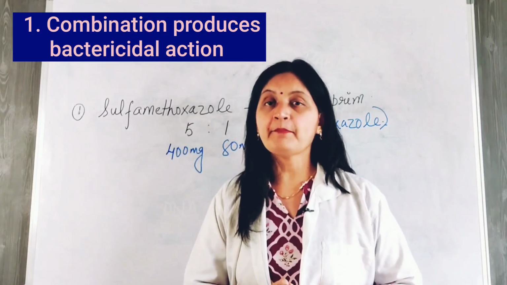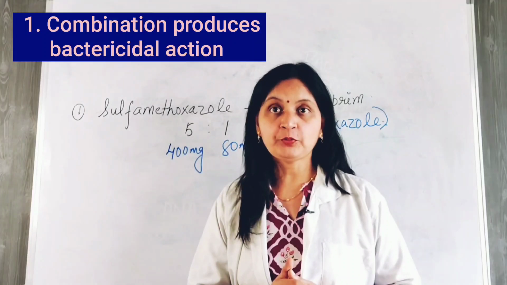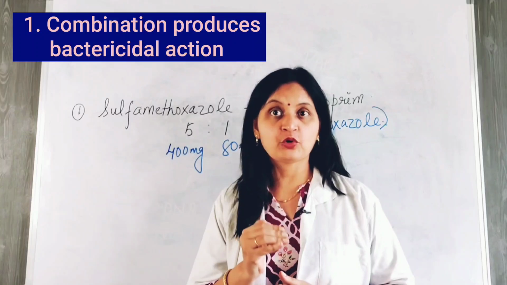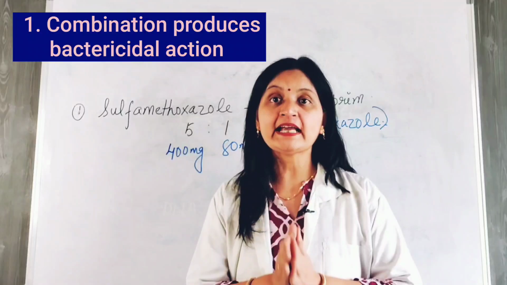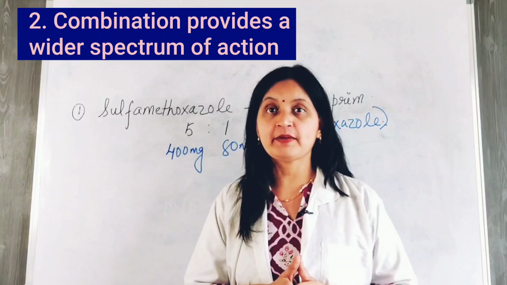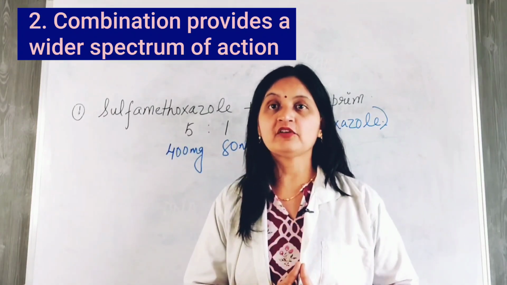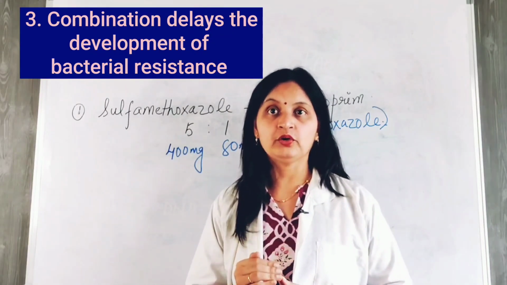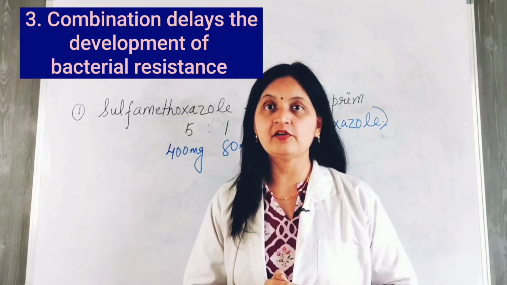So what are the advantages of combining sulfamethoxazole with trimethoprim? Firstly, sulfamethoxazole and trimethoprim, if act alone, have bacteriostatic action, which is inhibition of growth and multiplication of bacteria. But when combined together, they produce bactericidal action, which is killing of the bacteria. So bactericidal action is produced by combining sulfamethoxazole with trimethoprim. Secondly, the combination of drugs produces a wider spectrum of action compared to the drugs acting alone. And the third action is that the combination of drugs delay the development of bacterial resistance.